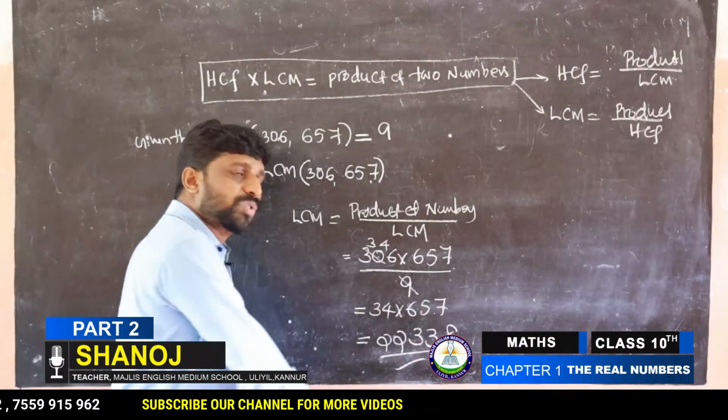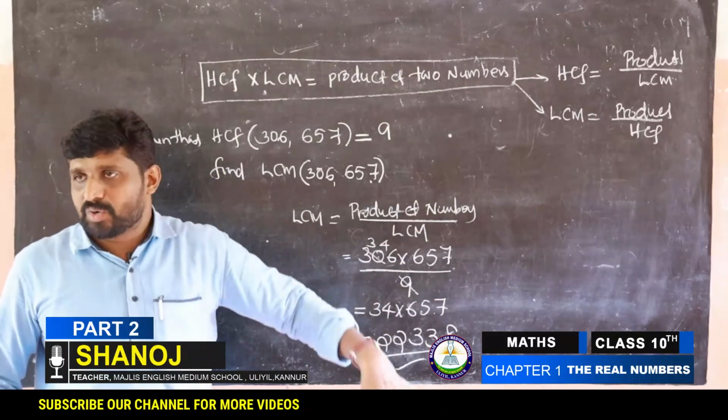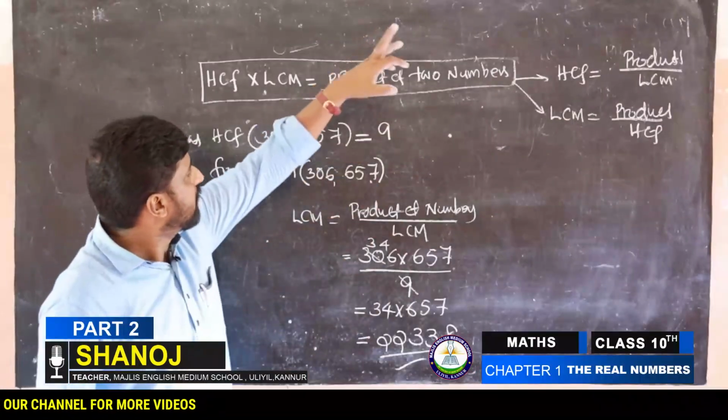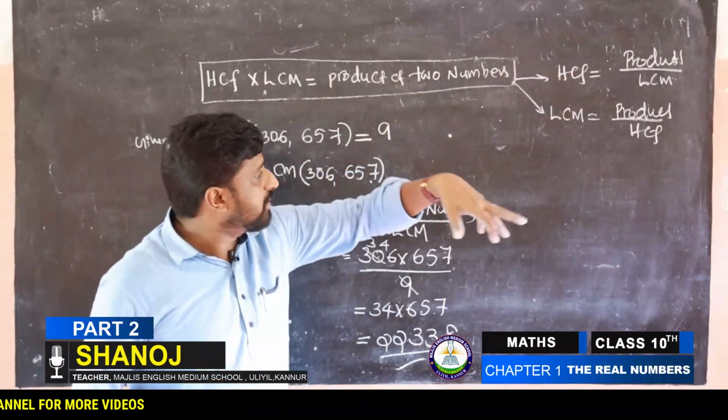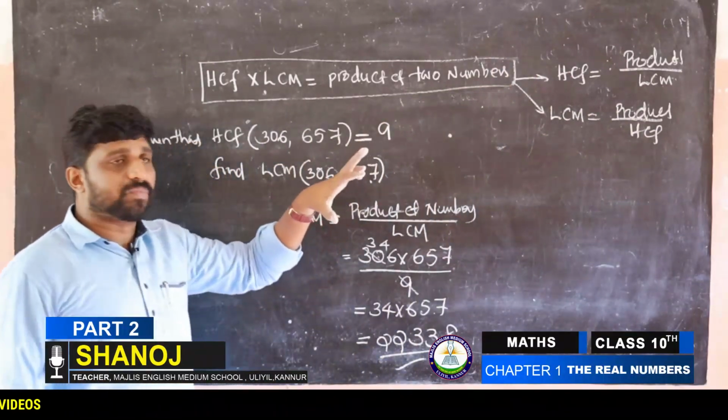After multiplication of these two numbers, we got the answer. Everyone knows the multiplication, just multiply. Then you got the answer like this, 22338. That is the final answer. Therefore, HCF can be found out, product by LCM. LCM can be found out, product by HCF. That equation also we need to use for finding this.